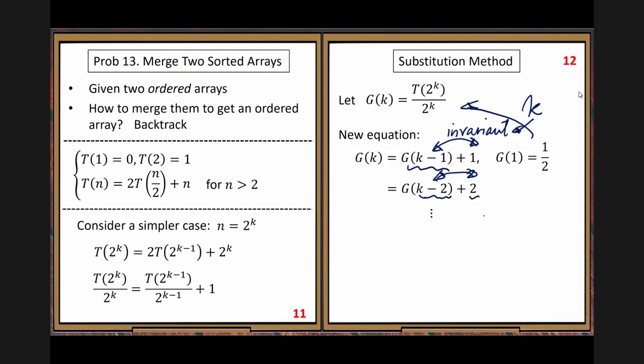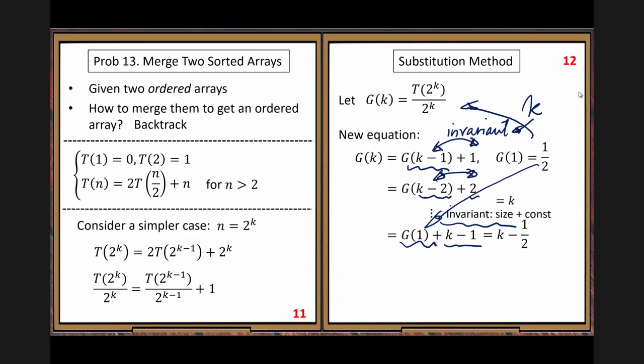Here we add the two numbers and we always get k. So we keep track of all the equations with this invariant number. When we reach the bottom, what is the bottom equation? G of 1 plus k minus 1. G of 1, we know that's 1/2. So that gives us the answer: g function equals k minus 1/2.